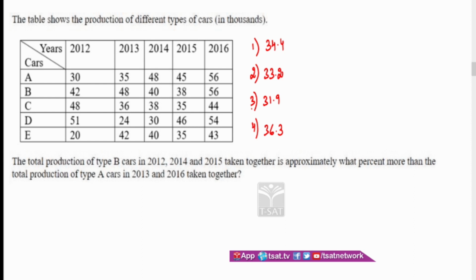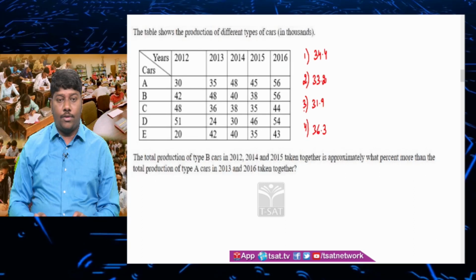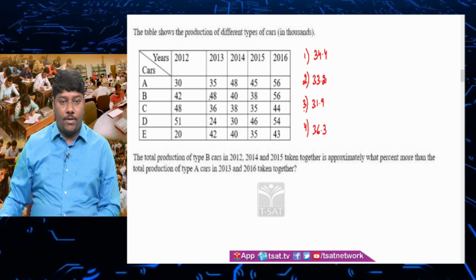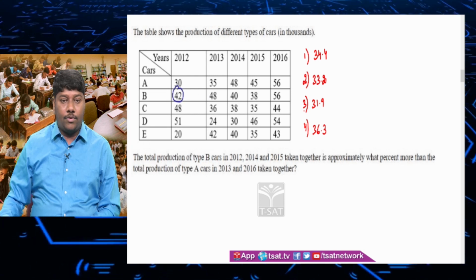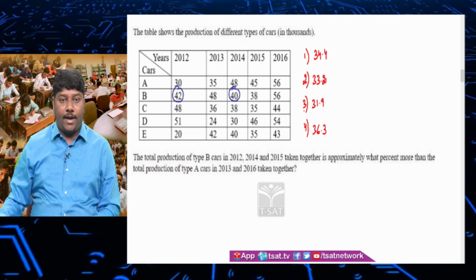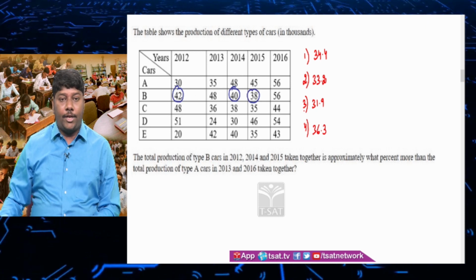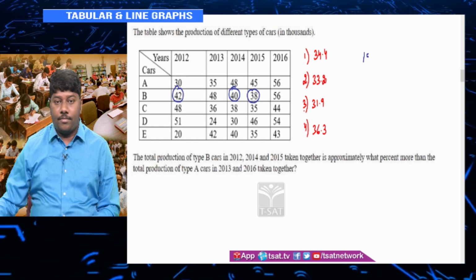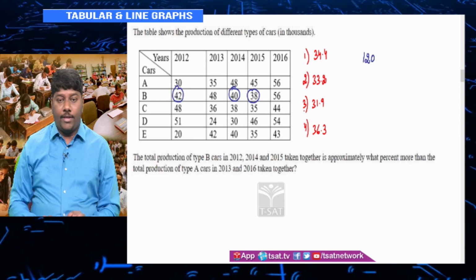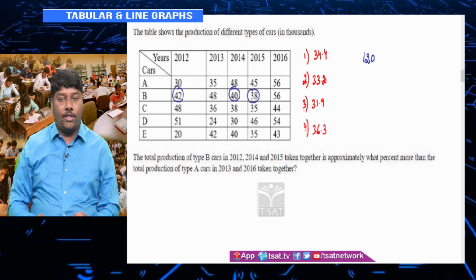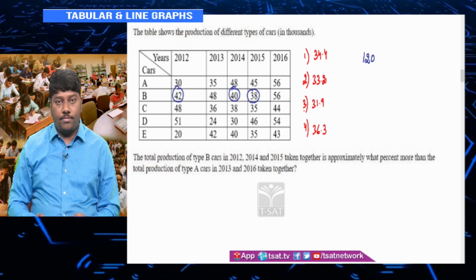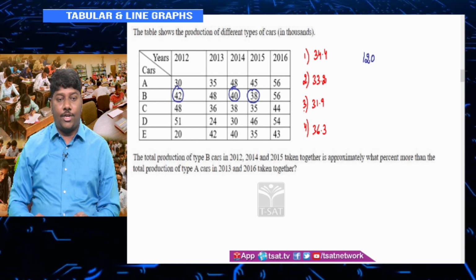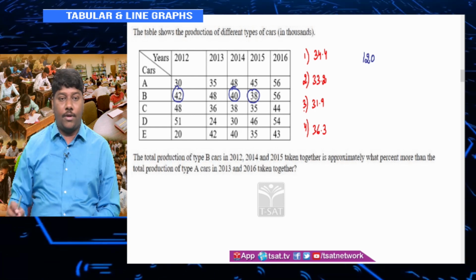The total production of type B cards in 2012, 2014 and 2015 taken together. Type B in 2012, you have to be very careful when you are taking the data, 2012 and then after 2014, then after 2015. So here clearly 42 plus 38, you can say 80 plus 40 is 120. Taken together is approximately what percent more than? When I say percentage more, the meaning is what is the percentage increase.